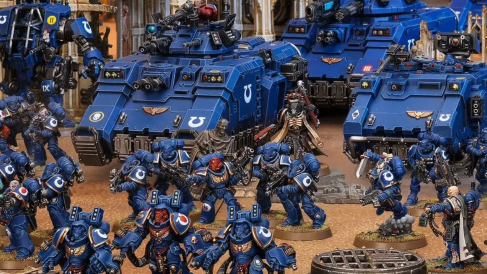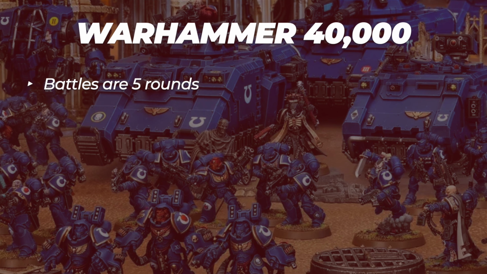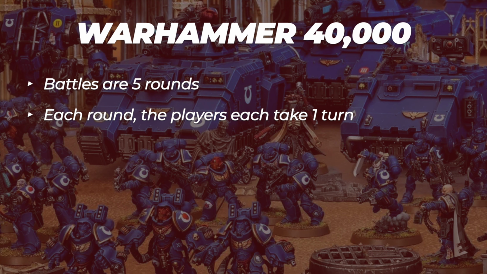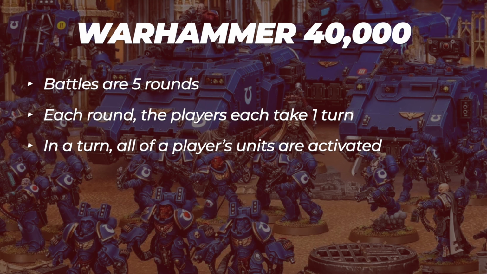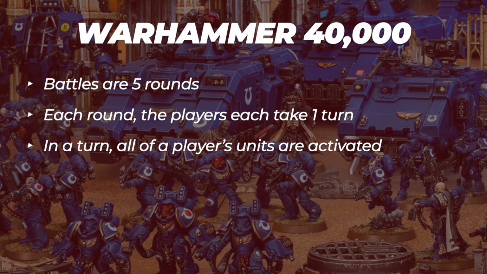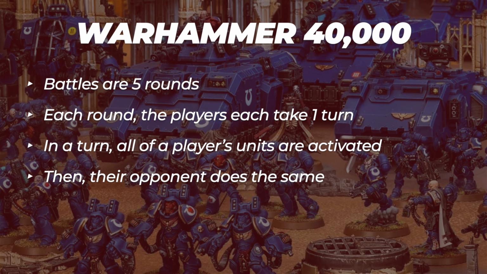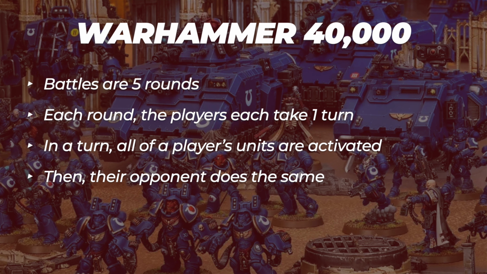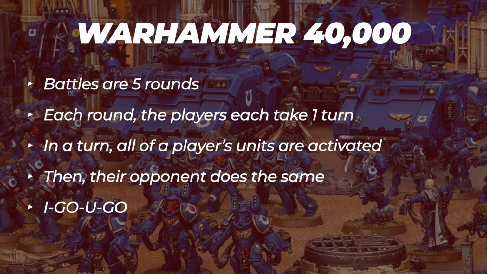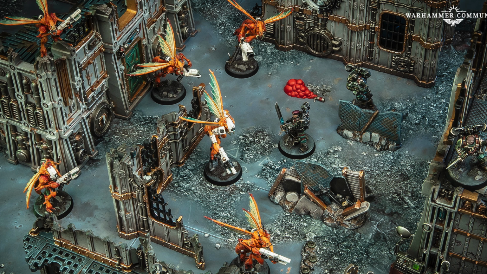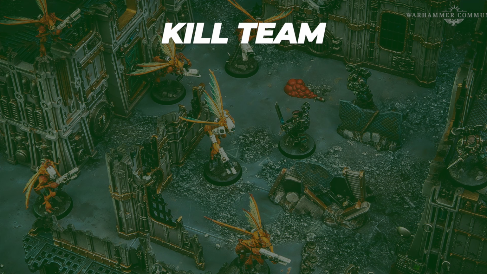For example, in Warhammer 40,000, a battle is comprised of 5 rounds, and in each round, each player takes a single turn, in which they activate all of their units. In a player's turn, all their units get to move, shoot, and fight, and so on, and then play is passed over to their opponent, who does the same, before the round closes and the sequence resets. In other words, every round, I take a turn and then you take a turn. I go, you go.